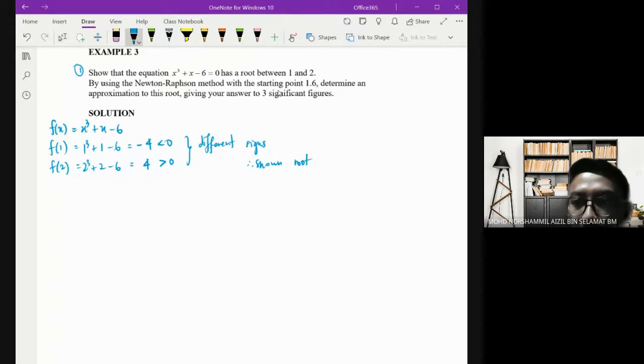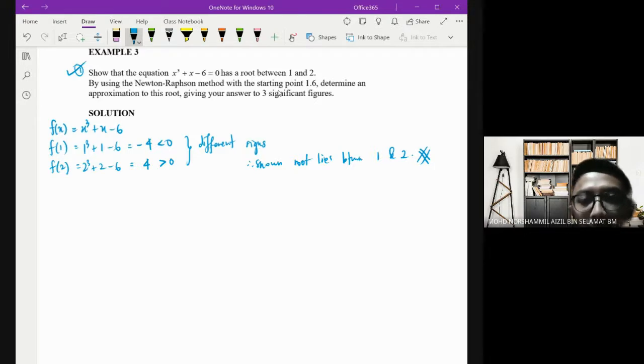Shown: root lies between 1 and 2. This conclusion needs to be written. For a show question, you need to give the reason and the conclusion. The reason is different signs. Conclusion is shown that the root lies between 1 and 2. Okay, so done with the first part.